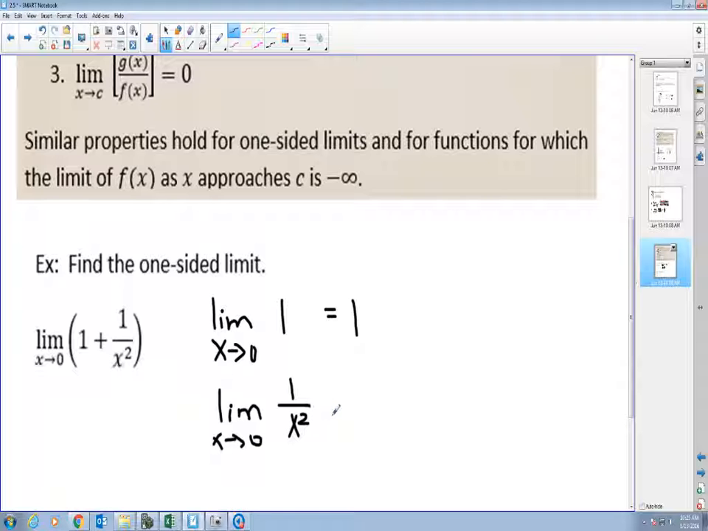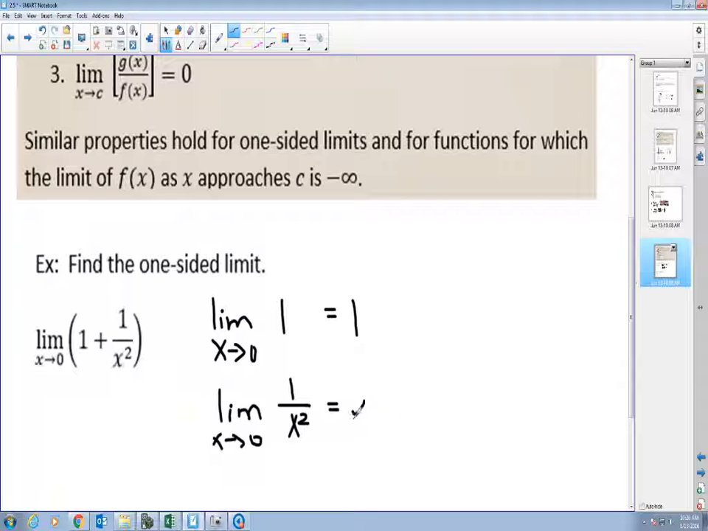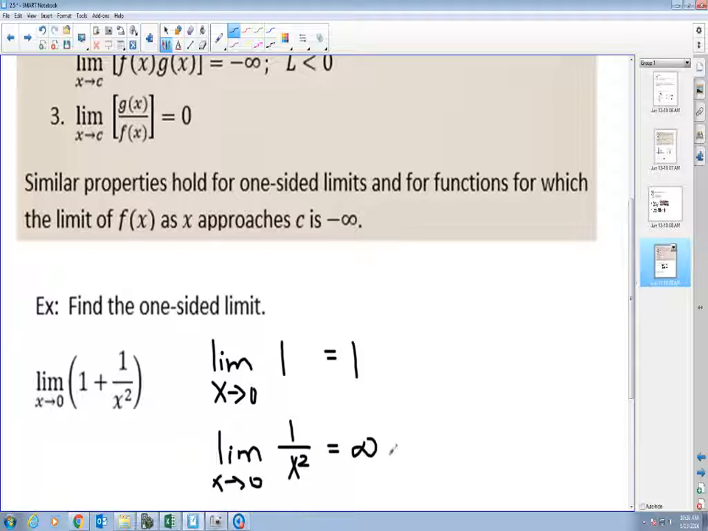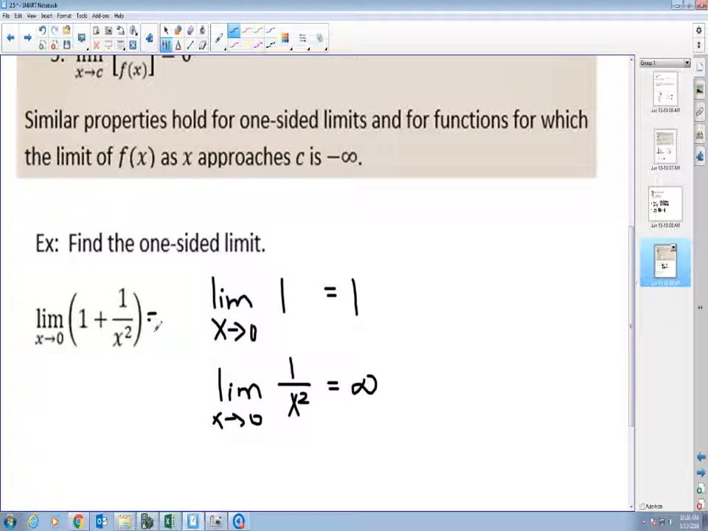If we graph it, 1 over x squared. As x approaching to 0 from either direction, positive or negative, my function increases without bound, so that will tell me it's infinity. So 1 plus infinity, the limit for one plus the limit of the other, whereas infinity will still equal infinity here. So my answer is infinity.